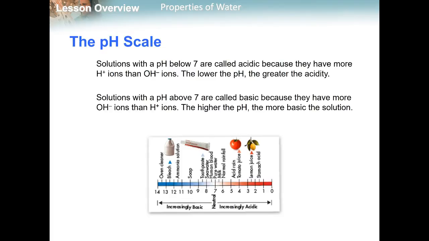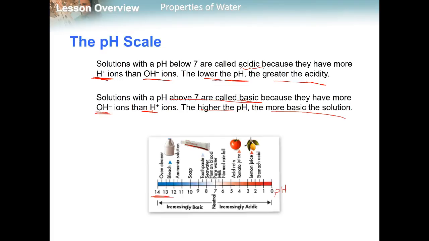Again, solutions with a pH below 7 are called acidic because they have more hydrogen ions than they have hydroxide ions. And the lower the pH, the greater the acidity. So if we get here of a pH of 1 or 0, that's a really strong acid. Solutions with a pH above 7 are called basic because they have more hydroxide ions than they have hydrogen ions. The higher the pH, the more basic the solution. So if we get up within this range, that's a really strong base that we're going to have.